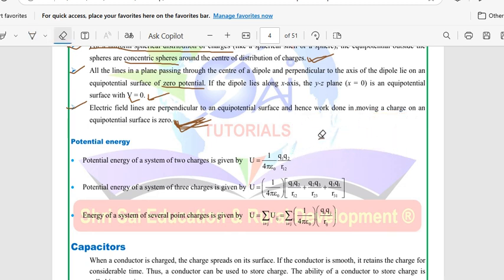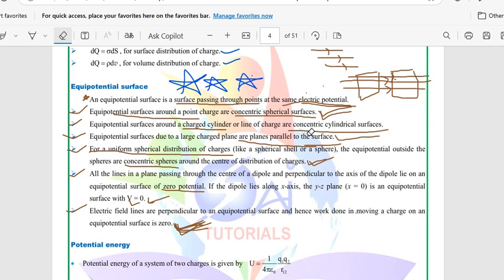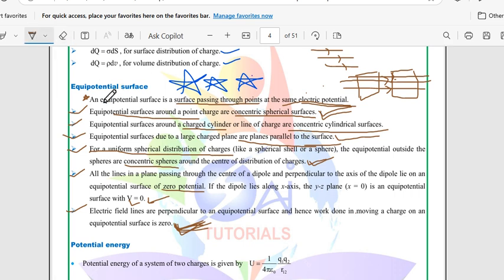So these are some of the properties of equipotential surfaces. Let me revise it. An equipotential surface is the surface passing through the points at the same electric potential. Equipotential surfaces around a point charge are concentric spherical surfaces. Equipotential surfaces around a charged cylinder or a line of charges are concentric cylindrical surfaces.